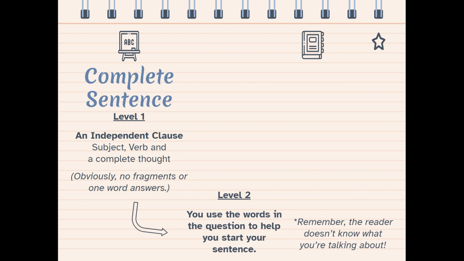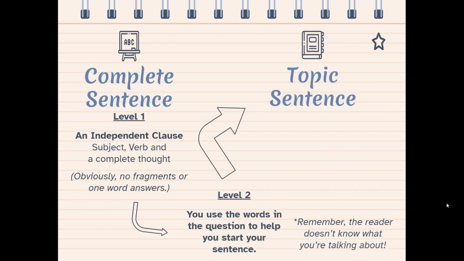And as we get a little bit more advanced, as we start thinking about paragraph writing, I want you to remember that you are going to use the words in the question to help you start your sentence. Remember, the reader doesn't know what you're talking about. Whether it's me or another teacher, I want you to pretend that we are idiots. I don't know what you're talking about. You can't say yes because or no because, because I don't know what you're talking about. You need to use the words in the question to start your sentence. We're going to talk about that so we can get all the way to a topic sentence.